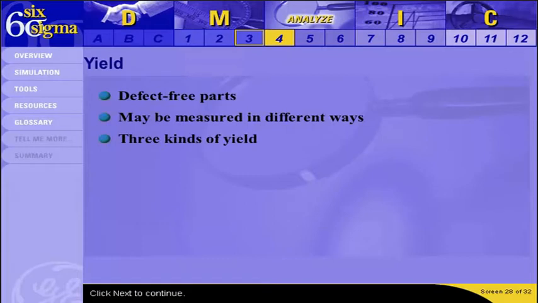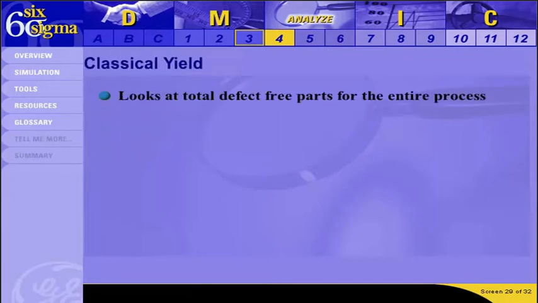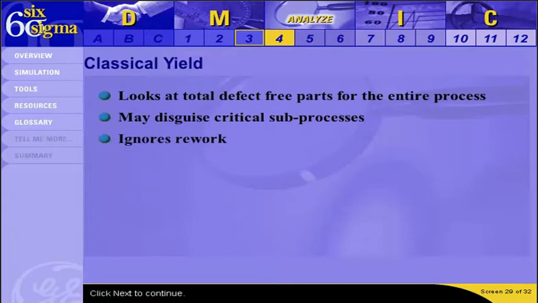Let's examine 3 different kinds of yield. Classical yield is the number of defect-free parts for the whole process divided by the total number of parts inspected. It does not show which of the many potential sub-processes may be causing specific problems. It also does not take into account rework, which may take place within a complex process. Therefore, valuable data is lost. Click on Next to look at the next type of yield.